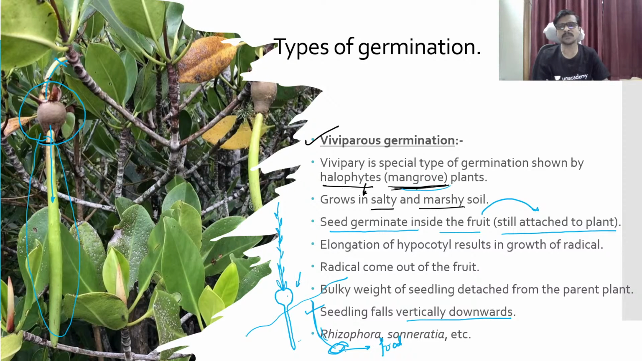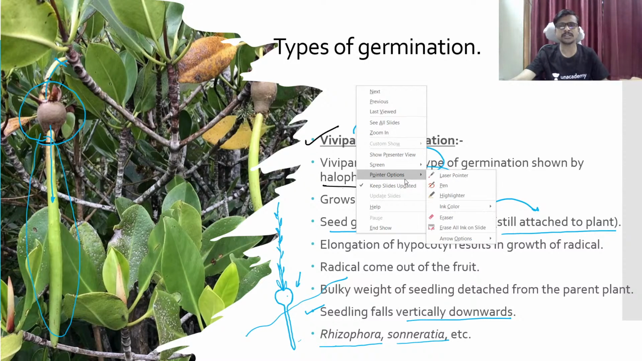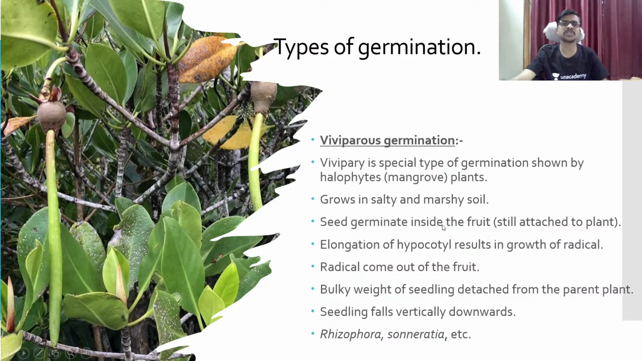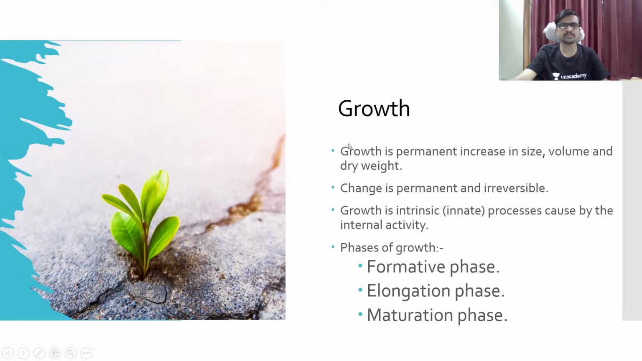So this arrangement is found only in mangroves. If you see the examples, Rhizophora and Sonneratia are the examples. Sonneratia and Rhizophora are the examples of viviparous germination. It is a special type of germination you can't find in each and every plant, but you can find this special type of germination inside of the mangrove.